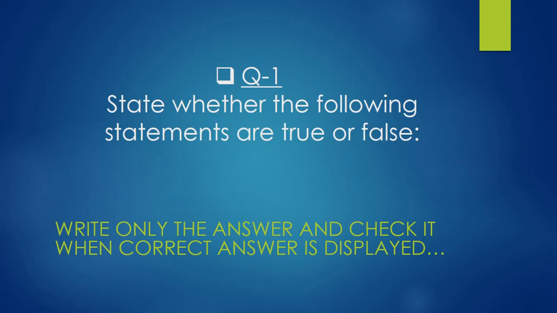So now the first question is: state whether the following statements are true or false. You just have to write true or false. That's it. You have to read the question and write either of these two words. Write only the answer and check it when the correct answer is displayed.